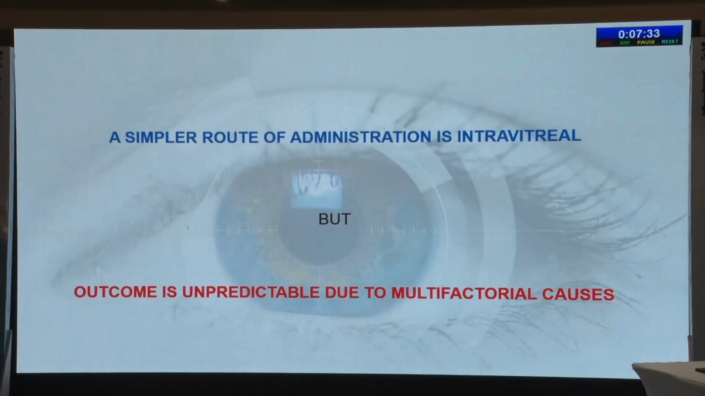Now, a simpler route of administration is intravitreal, but the outcome is unpredictable due to multifactorial causes. The intravitreal route has been debatable because of the doubts of its penetration through the internal limiting membrane. There are certain studies, like a study by Kami et al., which says that the penetration is not there, so the intravitreal route is not useful.